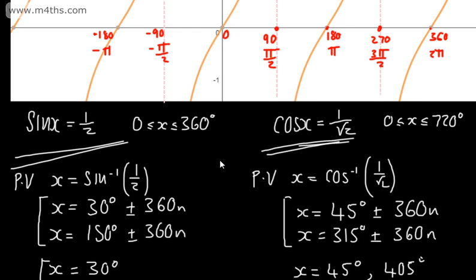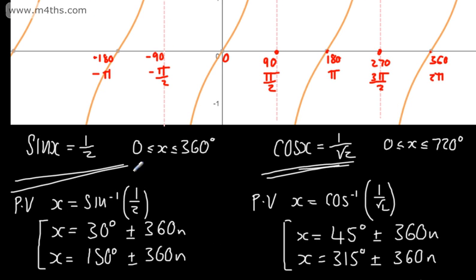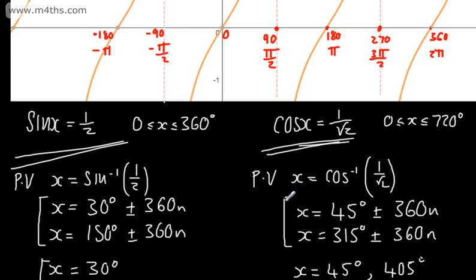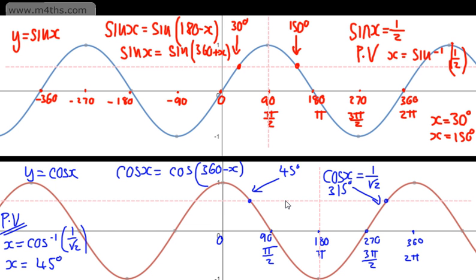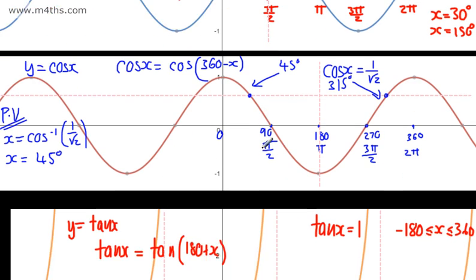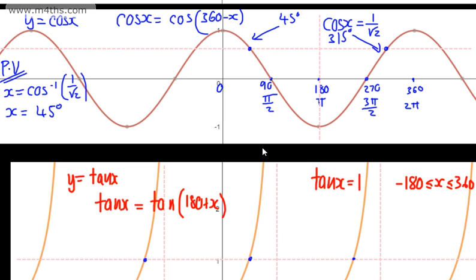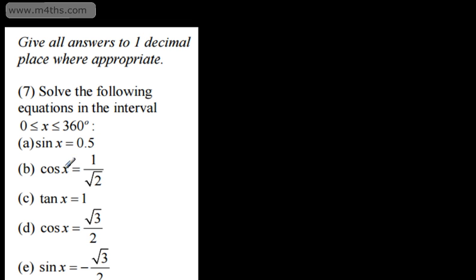So there we go. That's my approach. Find the principal value and then just consider these general solutions and fit it into the given interval. So let's go ahead and do some of these. As I say, you don't have to do this. The cast diagram is there, or unit circle, loads of different approaches. So let's go ahead and look at solving some equations.